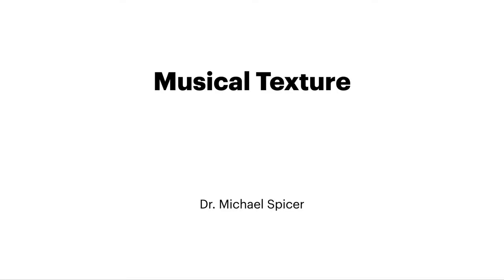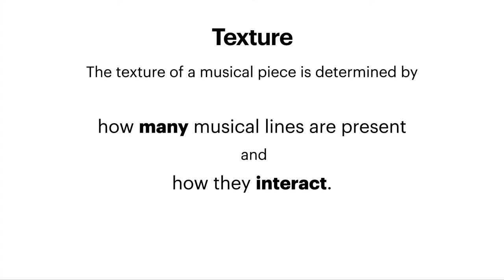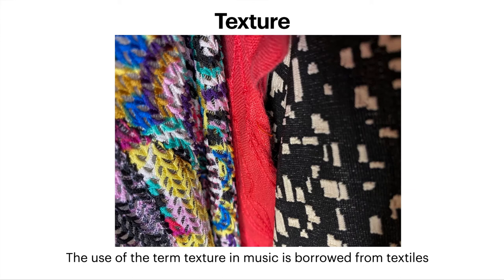In this video, we're going to talk about musical texture. The texture of a musical piece is determined by how many musical lines are actually present and how they interact. Sometimes I hear people saying, "The texture of this piece is very smooth," or "the texture is very rough," but no. What we're talking about in music is how the lines, the musical lines, interact.